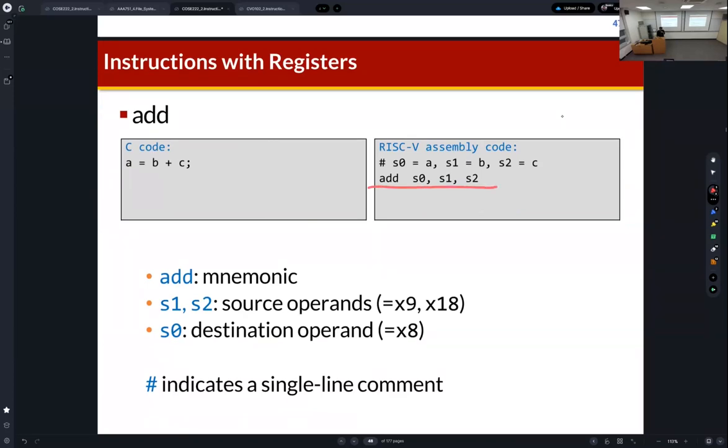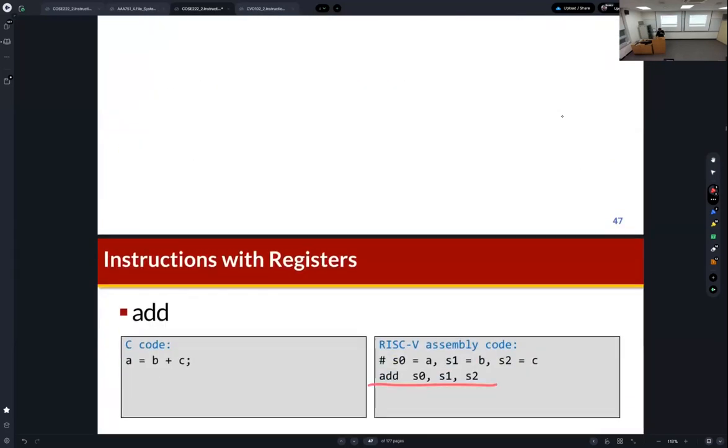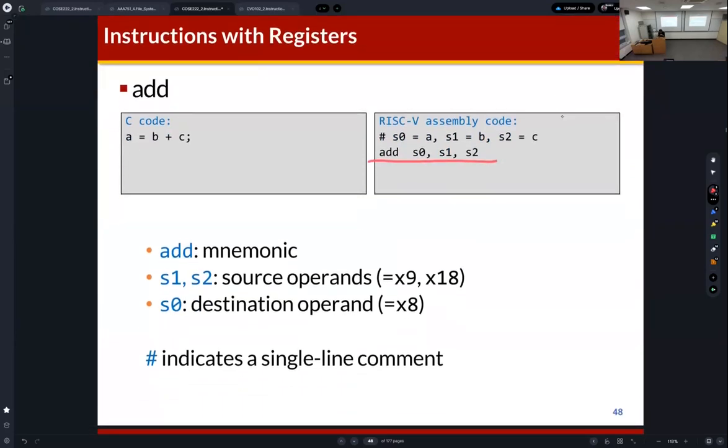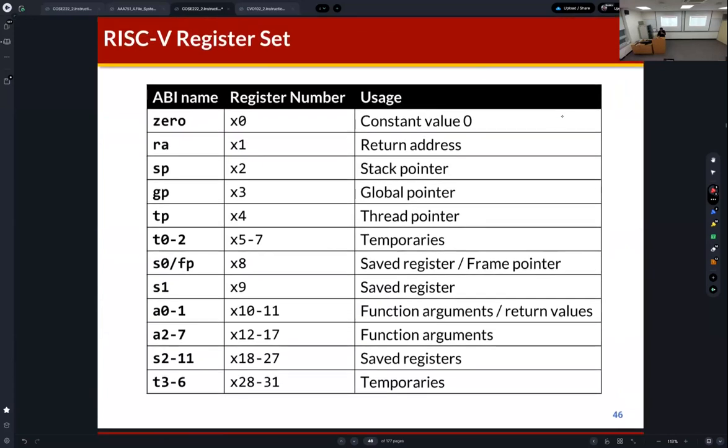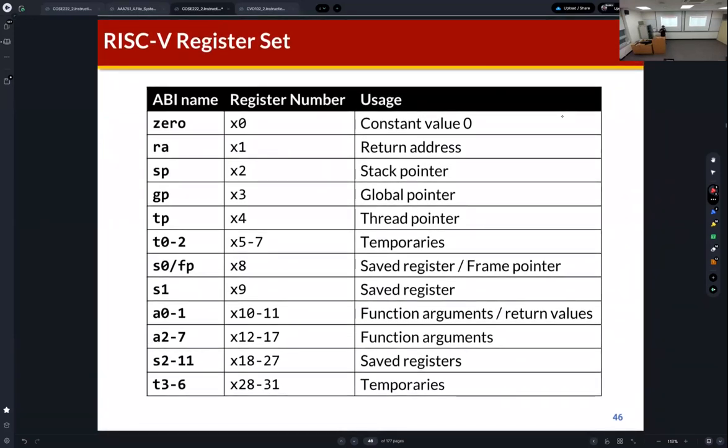Like this. In this example, I used add S0, S1, S2. It is different from X0, X1, X2. The names are different. Why? Because for RISC-V assembly code, we can use different names for registers. This name is called the ABI name.